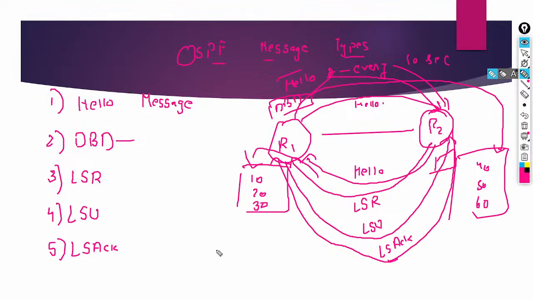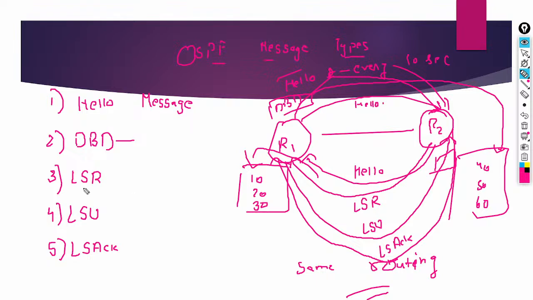This all happens dynamically. You don't need to do any manual intervention in this. All these processes are done dynamically. And at last they both will have the same routing table after exchanging the information. So this is the role of messages.